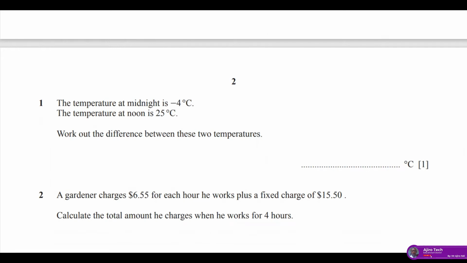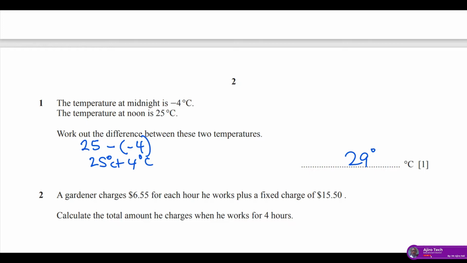The first question says that the temperature at midnight is -4 degrees centigrade. Temperature at noon is 25 degrees centigrade. Work out the difference. Difference means you subtract. So the bigger one is 25. Subtract the smaller one, which is -4. You have minus is plus. You end up having 29 degrees centigrade. That's what you're going to get.